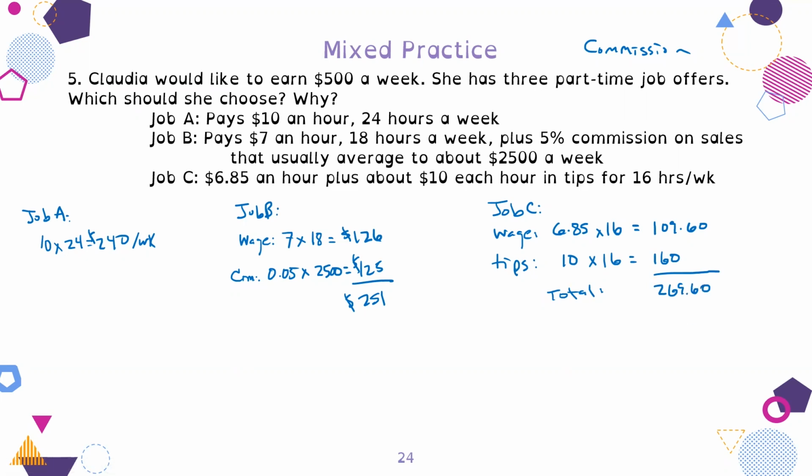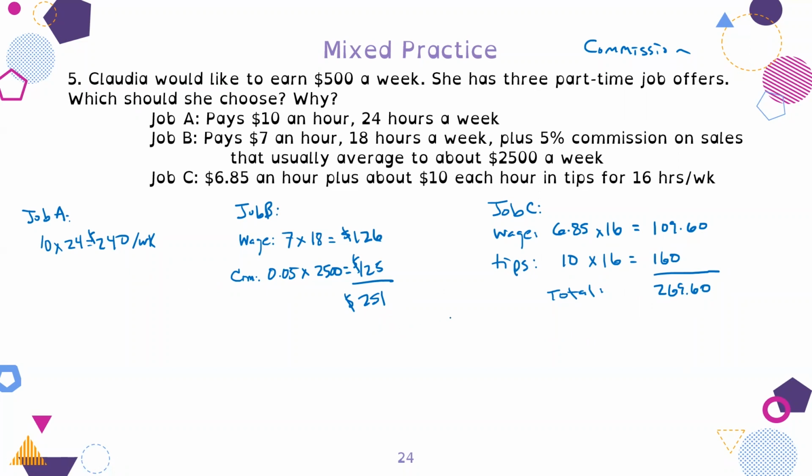So we figured out how much she would make roughly a week for each of those jobs. And then we can see that none of them would earn her enough to make $500 a week. Job A is $240 a week, job B is $251 a week, and job C is $269.60 a week. So she can't just work one of those jobs. If it was possible, she could work two of the jobs and make $500 a week.